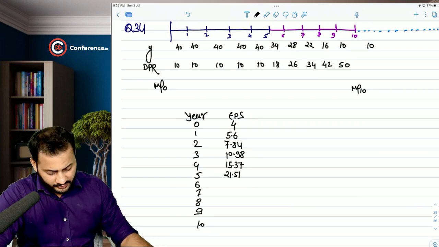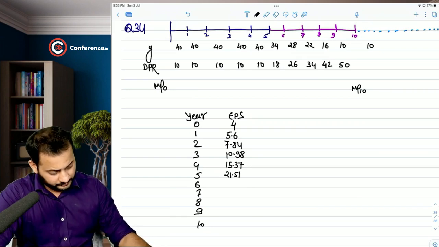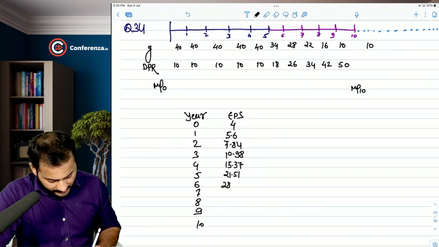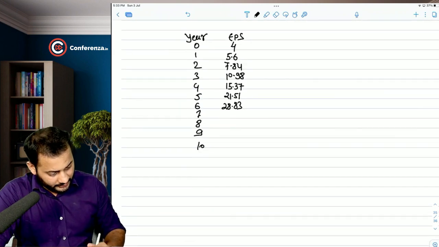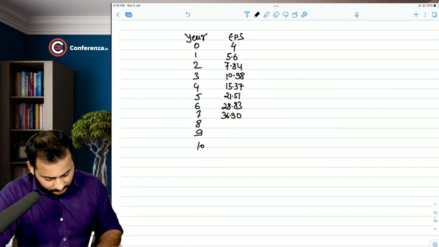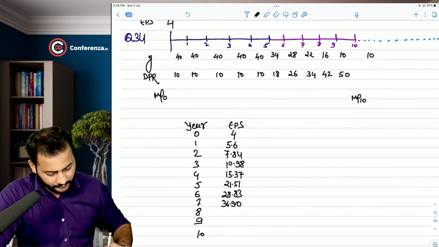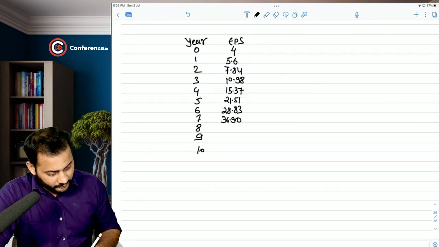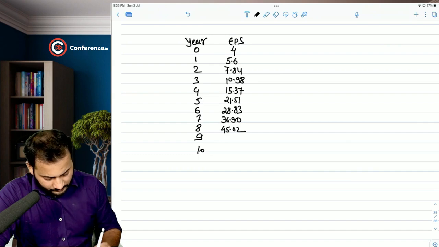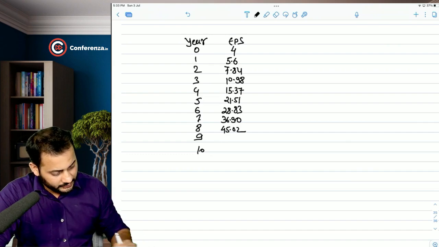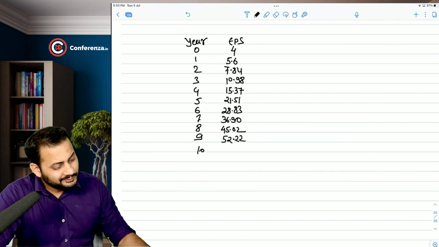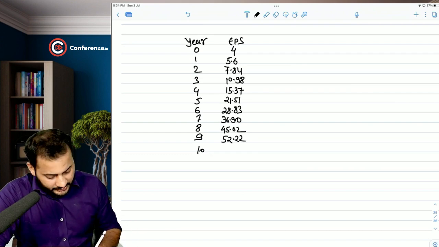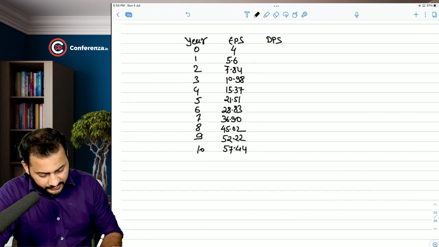So 21.51 multiplied by 1.34 goes to 28.83, multiplied by 1.28, 36.90, multiplied by 1.22, 45.02, multiplied by 1.16, 52.22, multiplied by 1.10, 57.44. Okay, now comes the dividend per share.